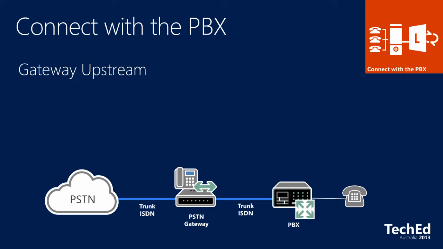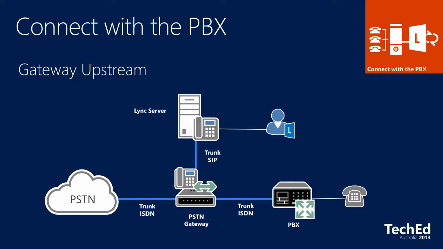So once we're in here, we're now seeing all these calls going through. And we can connect Lync to that gateway. So we use SIP on this side. Now this doesn't have to be ISDN, by the way. It could be a SIP trunk. It could be SIP here and SIP here and SIP here. But more commonly, ISDN is what most people have these days.